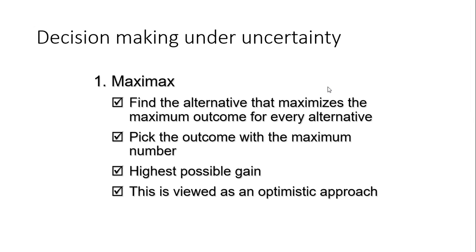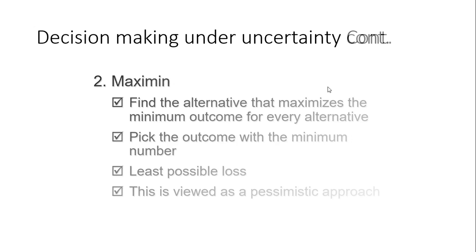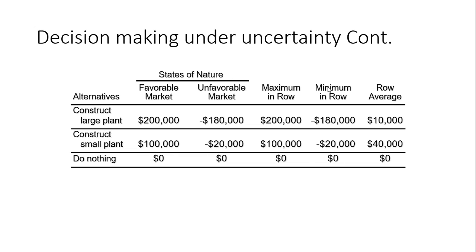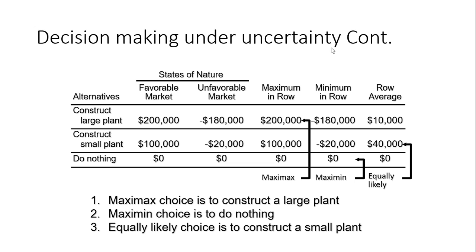The first measure that we will use in our uncertainty case is called maximax, or the optimistic approach. In this case, we must look at our table. We will take the maximum payoff for each alternative here.